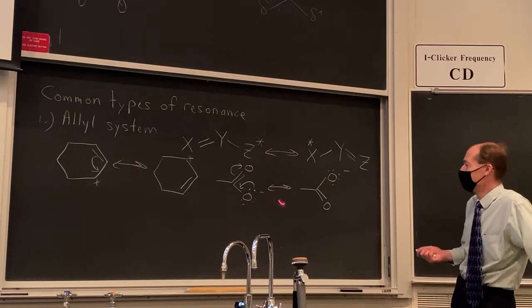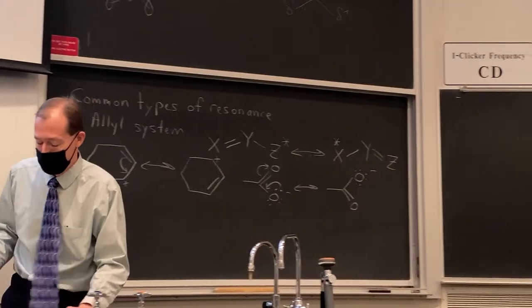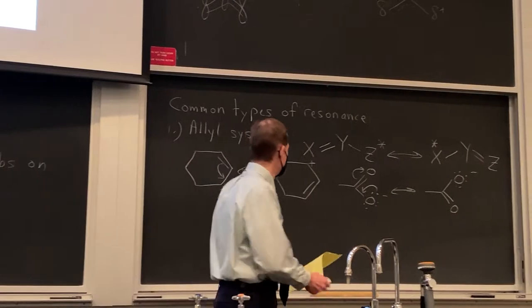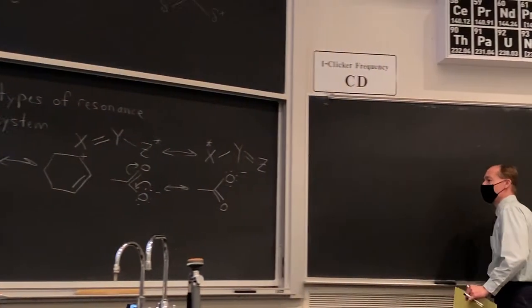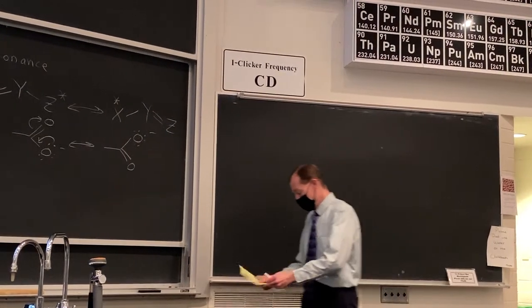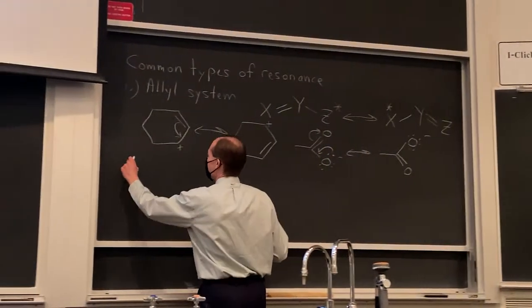Okay, so allylic cation, allylic anion. You saw allylic radicals in our last chapter, chapter 15. Okay? All right, so let's look at another type of resonance. We'll just raise that up a little bit. And that is conjugated double bonds.